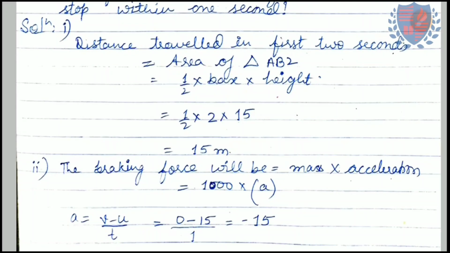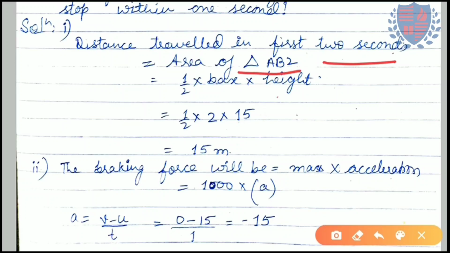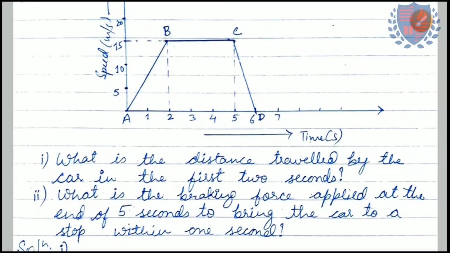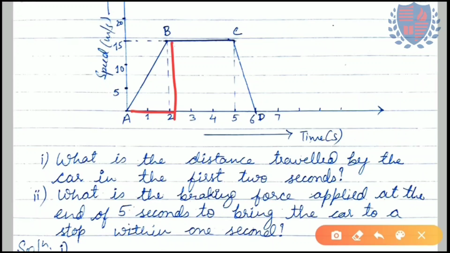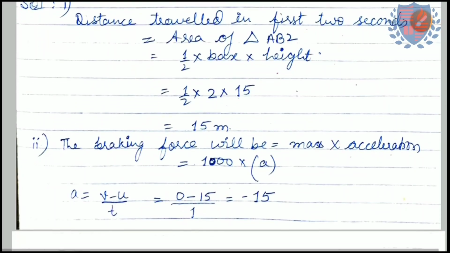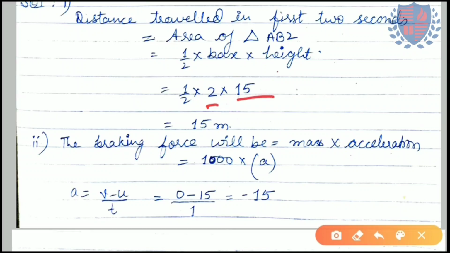You can see the distance travelled in the first 2 seconds is the area of the triangle, half into base into height. In the graph, the base is 2 and the height is 15. Substituting these values, half into base into height, after solving we get the distance covered as 15 meters. Of course the unit will be meter, not square meter, even though we are finding an area. It will always be in terms of meter.